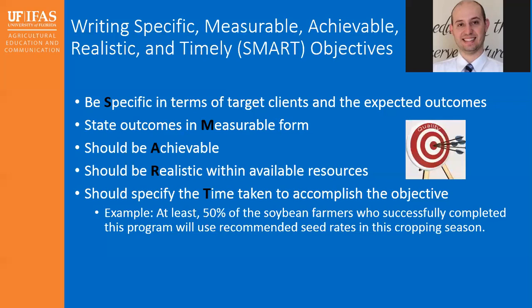And then you should specify the time taken to accomplish the objective. And so this just means when you expect it to happen. So if it's something you expect to see after the workshop, make sure you include that. Or if it's a part of a follow-up evaluation, make sure you identify when you expect to see that specific behavior. So for example, if a crop season has to do with it, make sure that you have that objective in tune with the different crop season. Or if you want them to engage in farmers markets, make sure that it's in tune with when the farmers market season is, and so on and so forth. So for example, at least 50% of soybean farmers who successfully completed this program will use recommended seed rates in this cropping season.